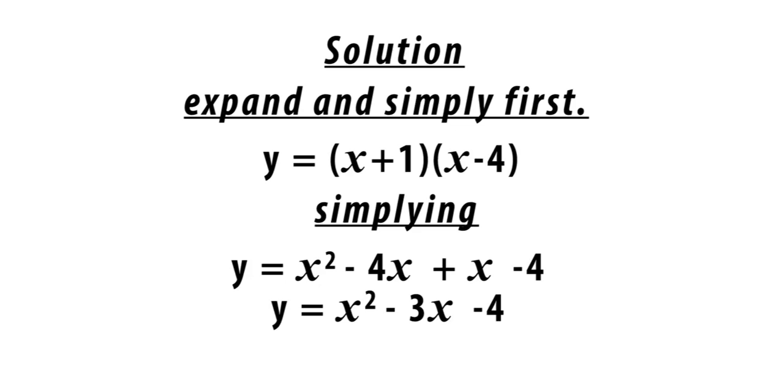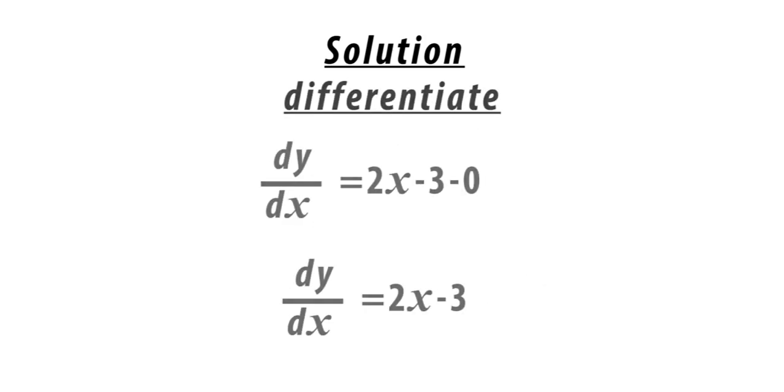Having done this does not mean you have differentiated yet. You have only simplified the original. So we are now going to differentiate. So dy/dx becomes 2x minus 3 minus 0. And we simplify that to get dy/dx is equal to 2x minus 3. It's simple, isn't it? Good.